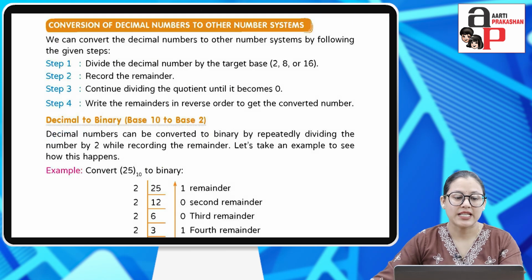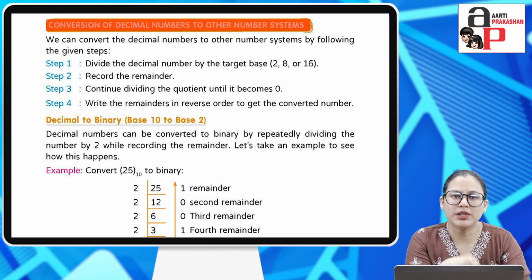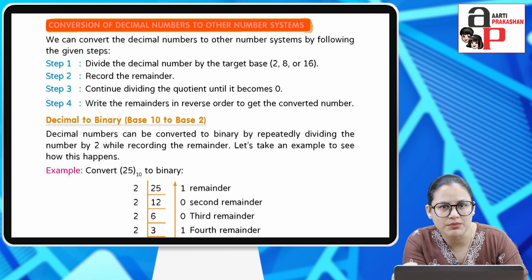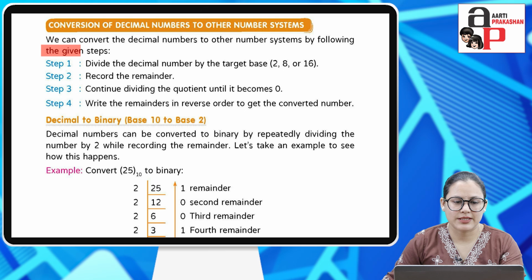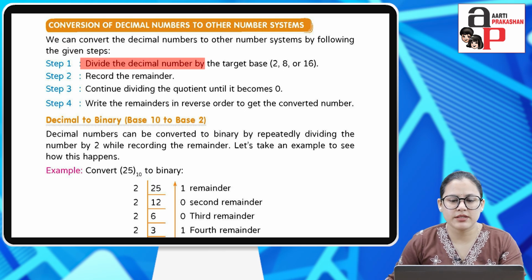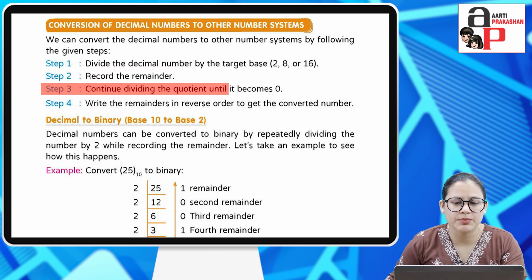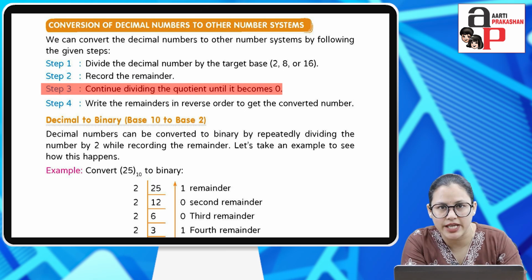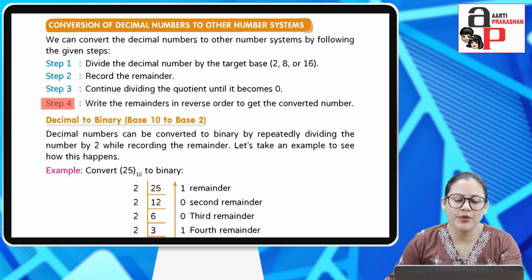Next, conversion of decimal numbers to other number systems. Now, we will convert decimal to other number systems, meaning decimal to binary, decimal to octal, decimal to hexadecimal, right? We can convert decimal numbers to the other number systems by following the given steps. Step 1, divide the decimal number by the target base, that is 2, 8 or 16. Step 2, record the remainder. Step 3, continue dividing the quotient until it becomes 0. Step 4, write the remainders in reverse order to get the converted number.